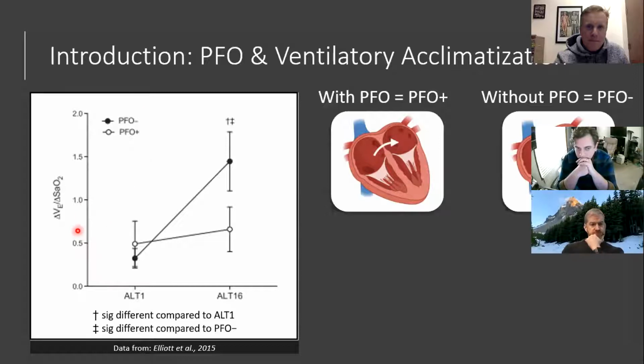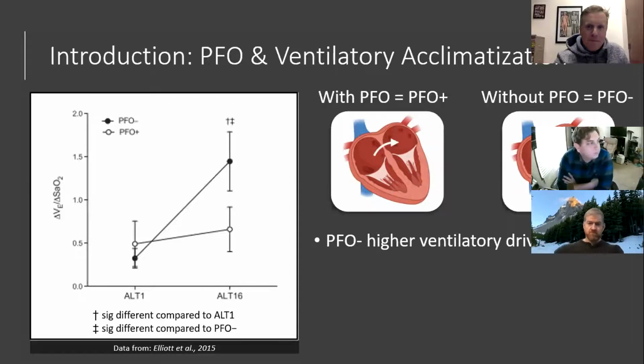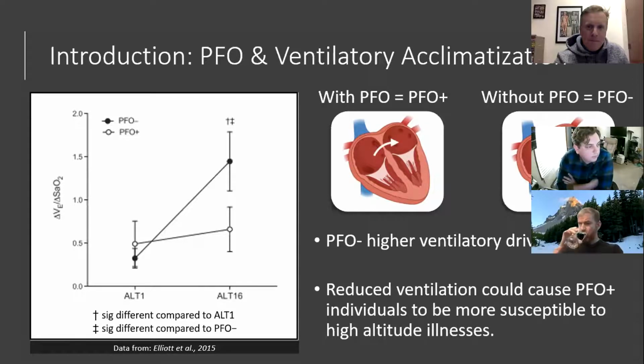For a change in ventilation over the change in saturation, you can see that at ALT 16, which stands for altitude day 16, the PFO negative group was significantly different from the PFO positive group, denoted by the double cross. Which means that the PFO negative group had a higher ventilatory drive than the PFO positive group. This could be problematic at altitude, as a reduced degree of ventilation for PFO positive subjects could make them more susceptible to high altitude illnesses.